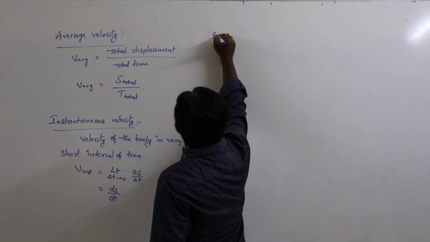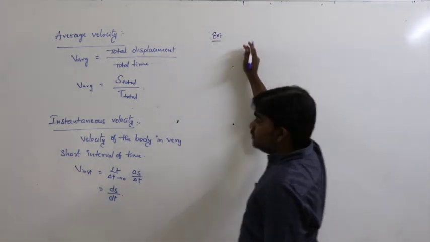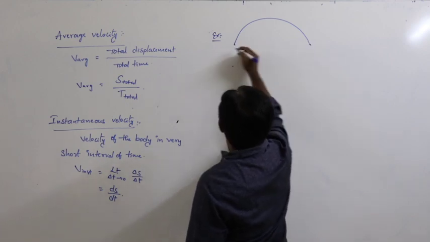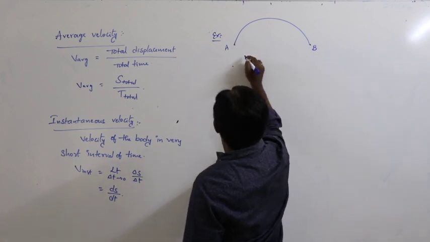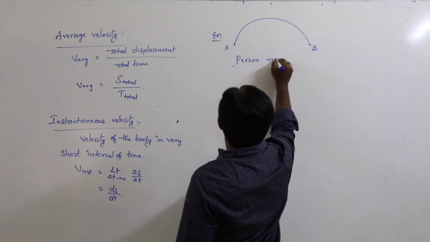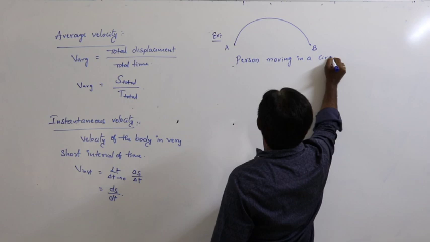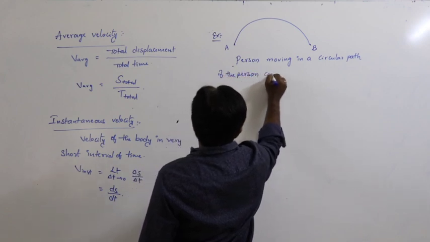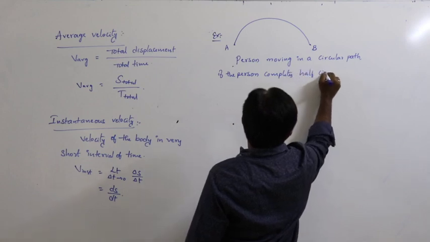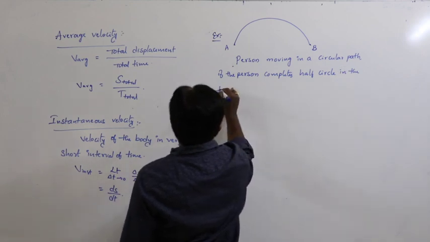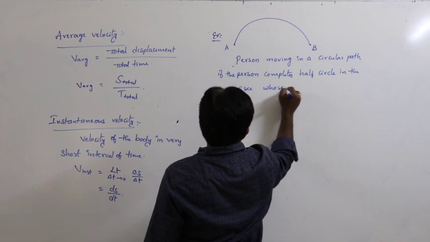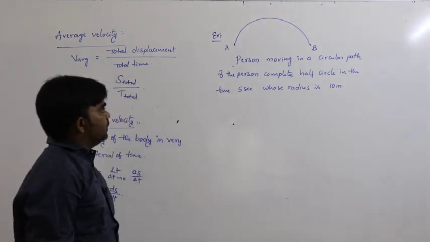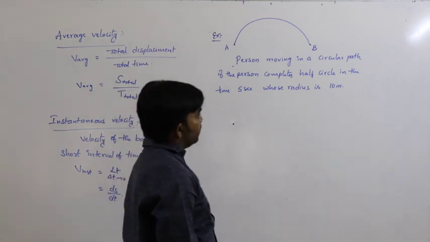Now let us do an example. Previously we did this example: a person moving in a semicircular path from A to B. If the person completes the half circle in the time of 5 seconds, and the radius of the circle is 10 meters.